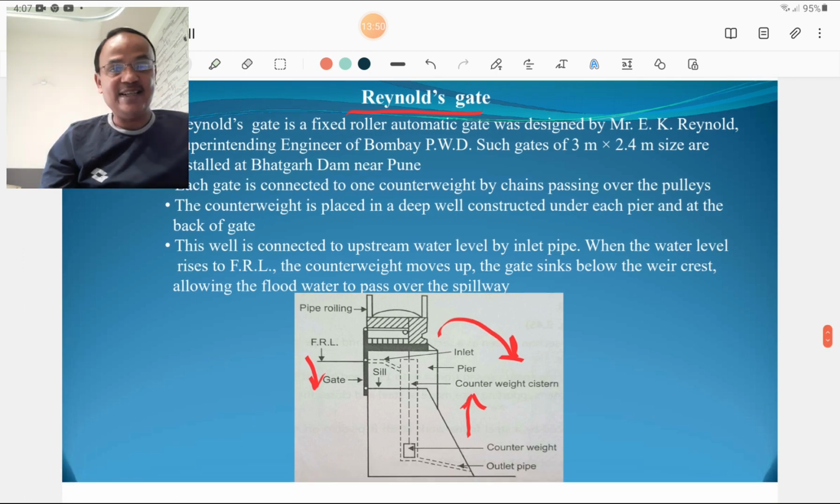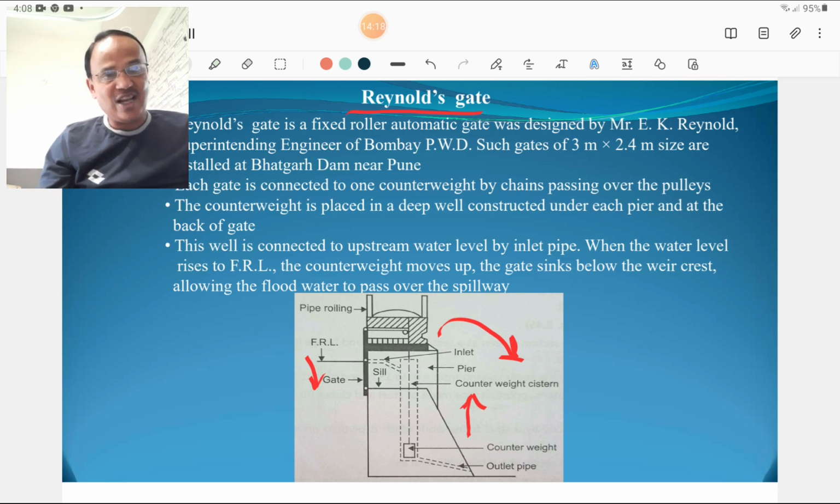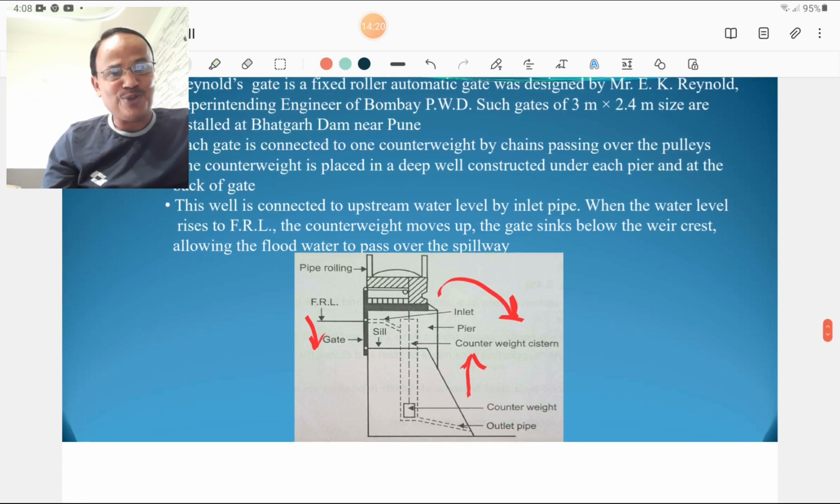Each gate is connected to one counterweight by chains passing over the pulleys. The arrangement is such that the gate is counterbalanced by another weight, and such a counterbalance is done with the help of pulleys and ropes. The counterweight is placed in a deep well constructed under each pier at the back of the gate, and this well is connected to the upstream water level by an inlet pipe. When the water rises to FRL, the counterweight moves up and the gate sinks below the weir crest, allowing the flood water to pass over the spillway.